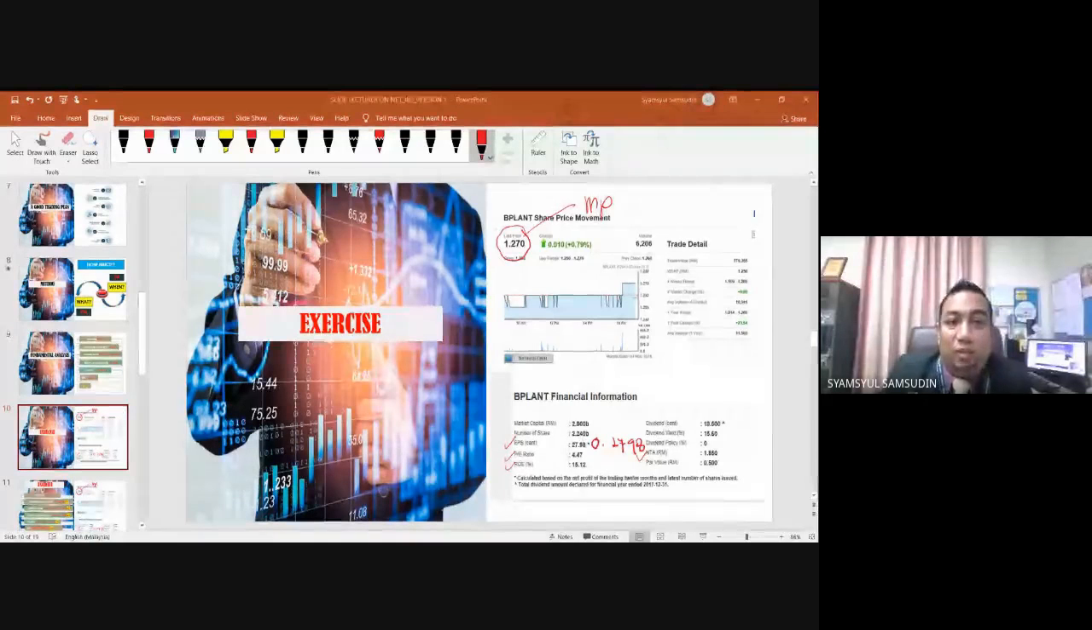Just simple to make sure you understand or not regarding to identify the criteria on fundamental analysis before you invest.